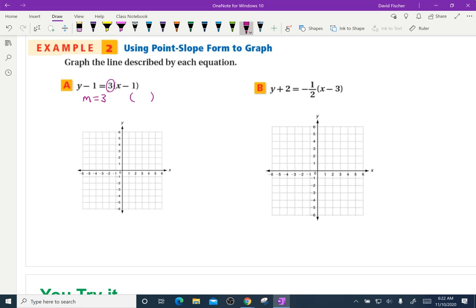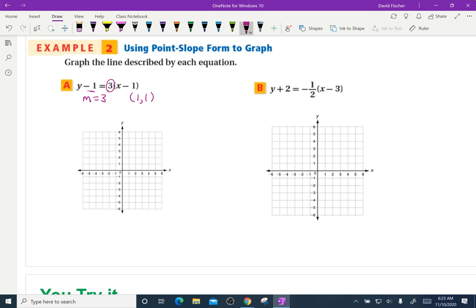Can I extract a coordinate out of this? Sure I can. Here's my y value. Now it's a minus 1, so that must mean they put in a positive 1 because there's a minus in the equation. And so that would make it a positive 1. Here's my x value. So my coordinate is 1, 1. Now if I know the slope and a coordinate, I can graph this.